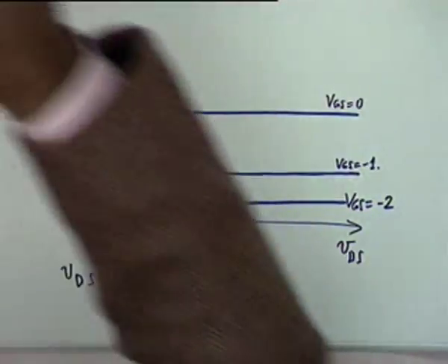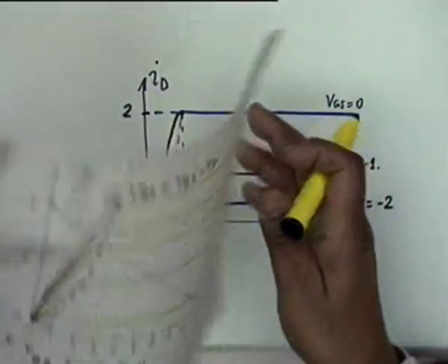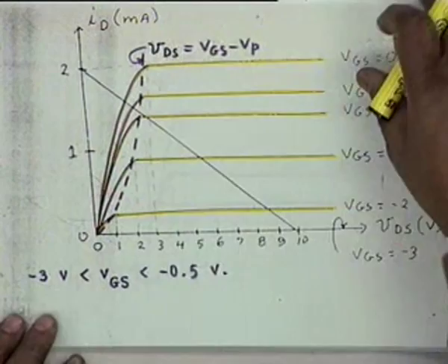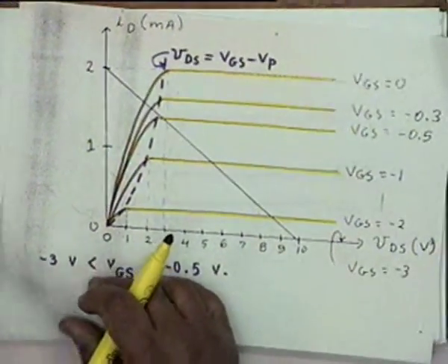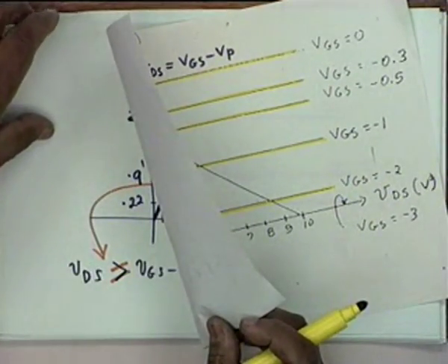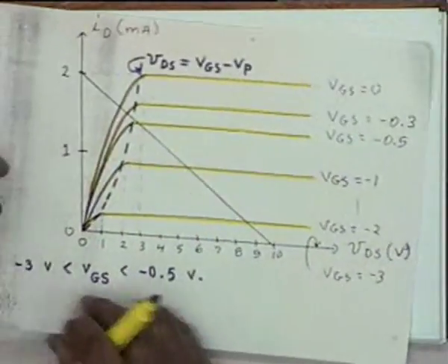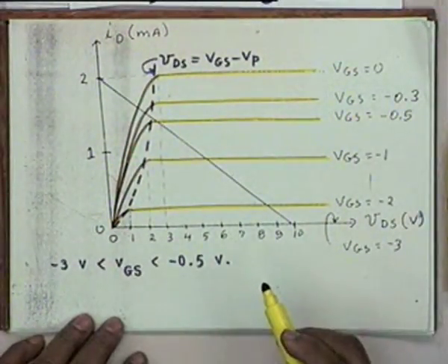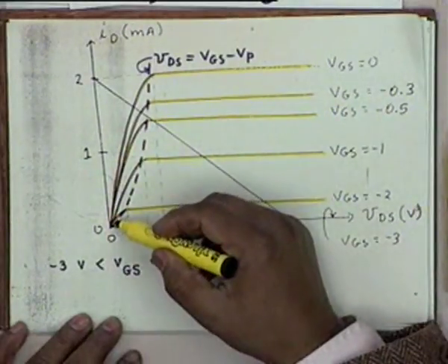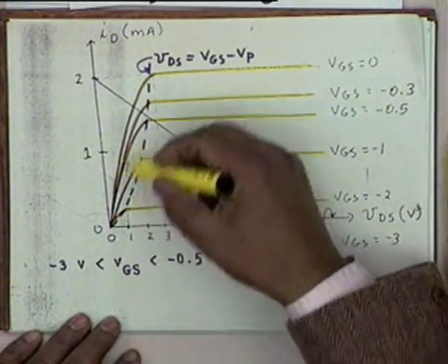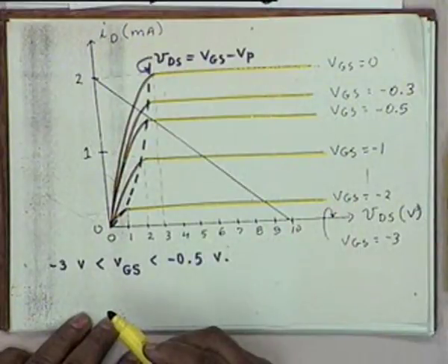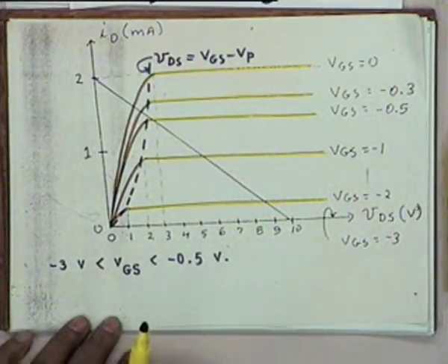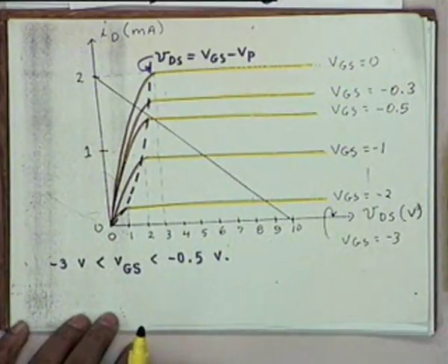which I drew to scale, looks like this. Now you can see, let me take this out, you can see here VGS equal to minus 0.3 and minus 0.5 also, okay. We approximated not by a straight line but by a rounded off, because nothing in this world has a sharp corner. Nature abhors sharp corners.